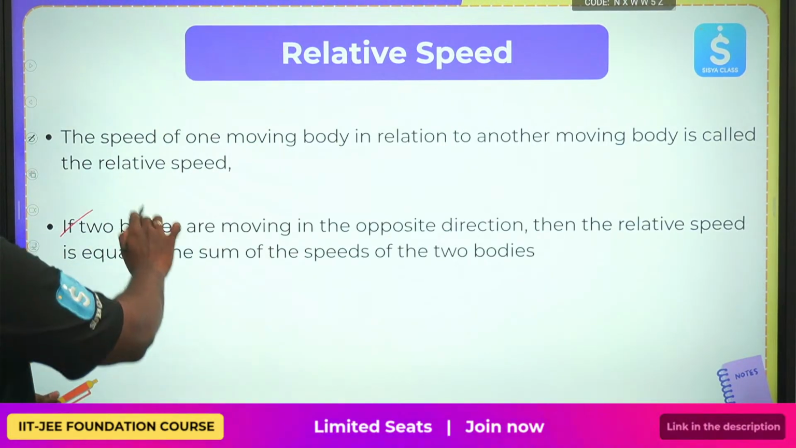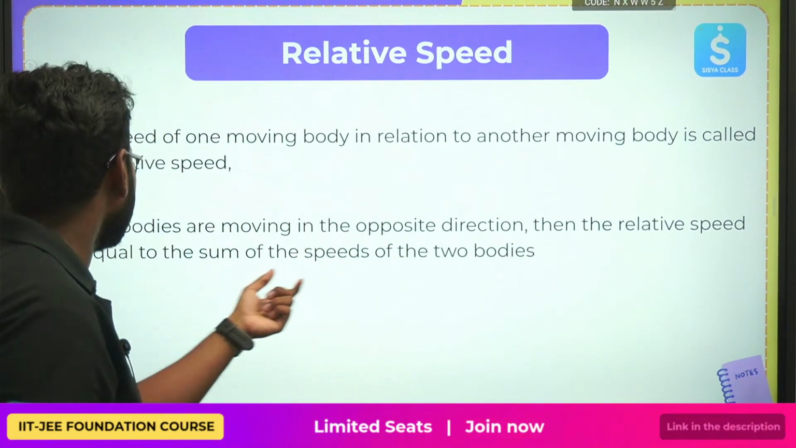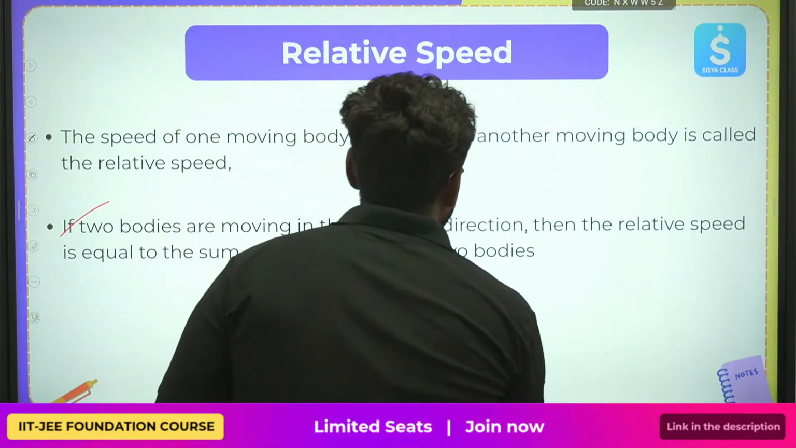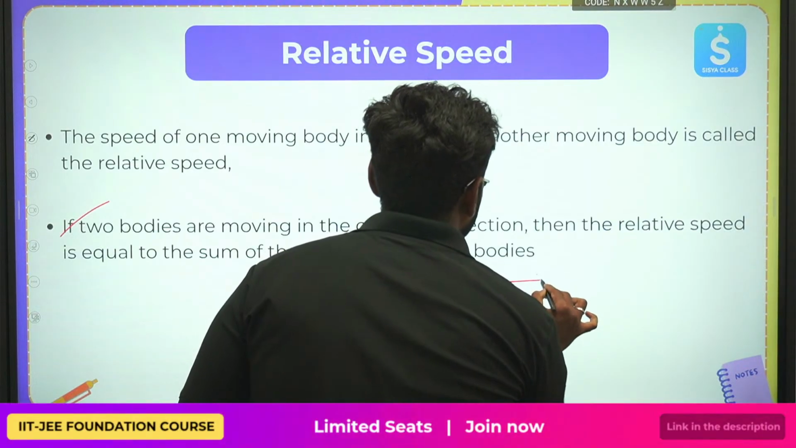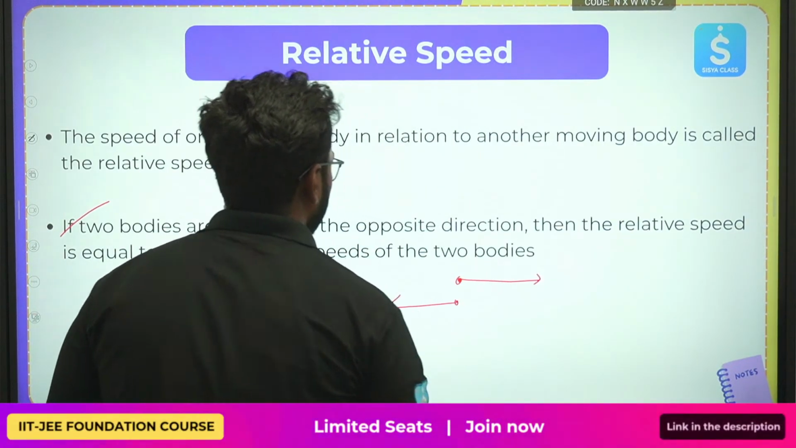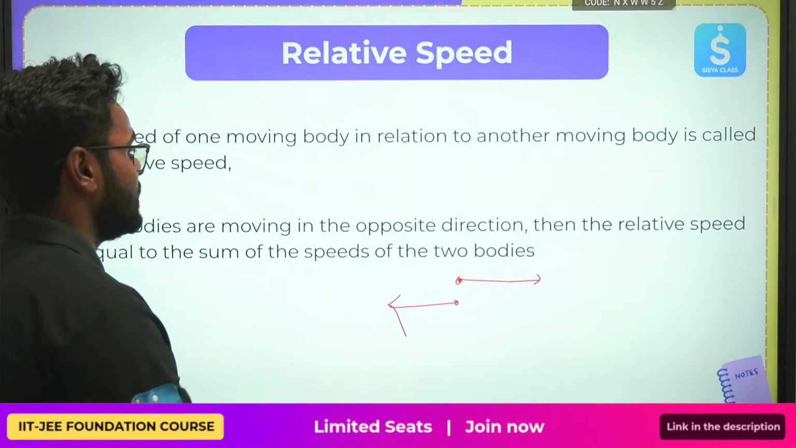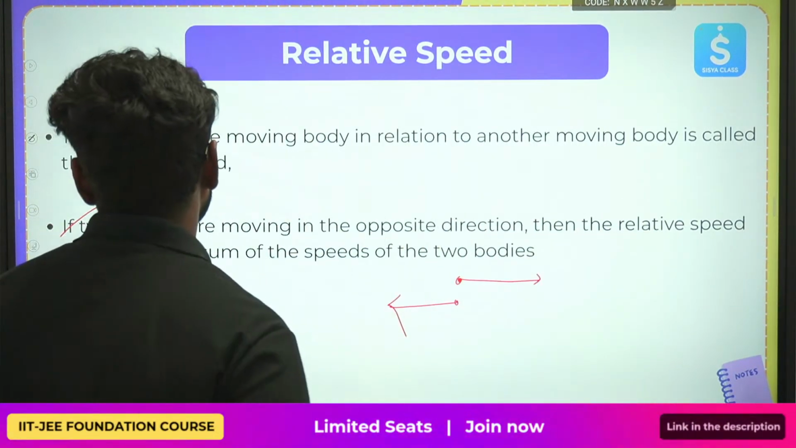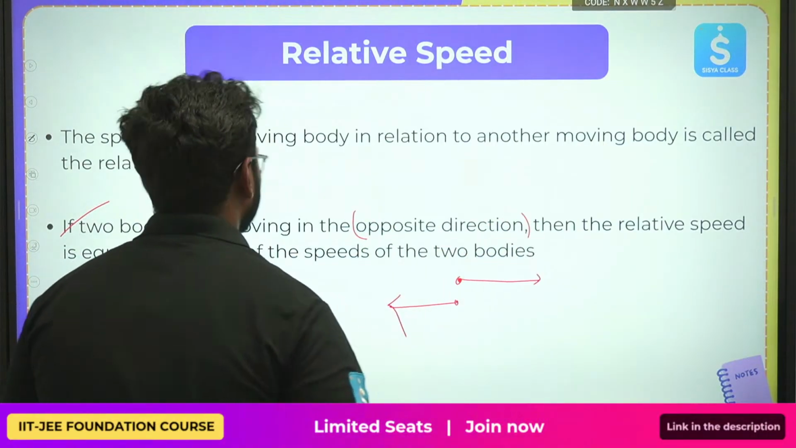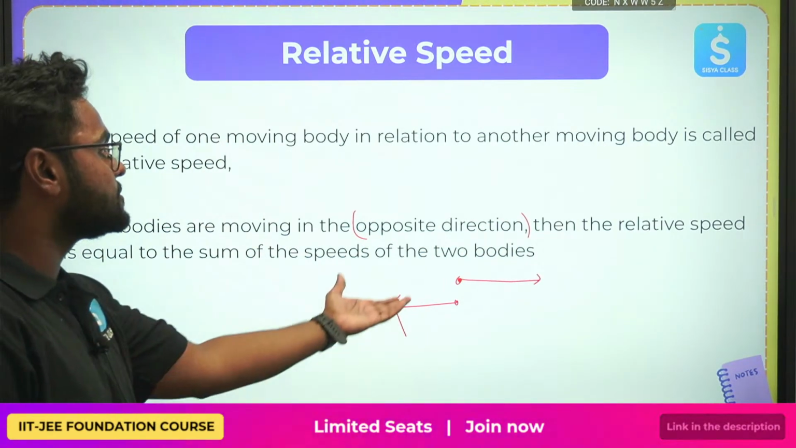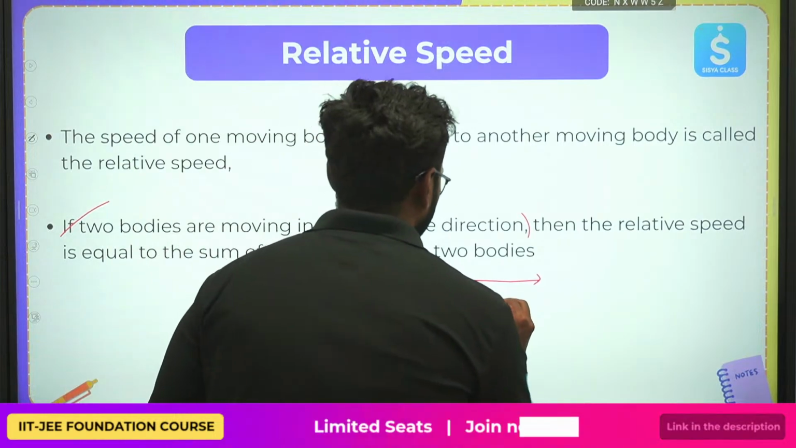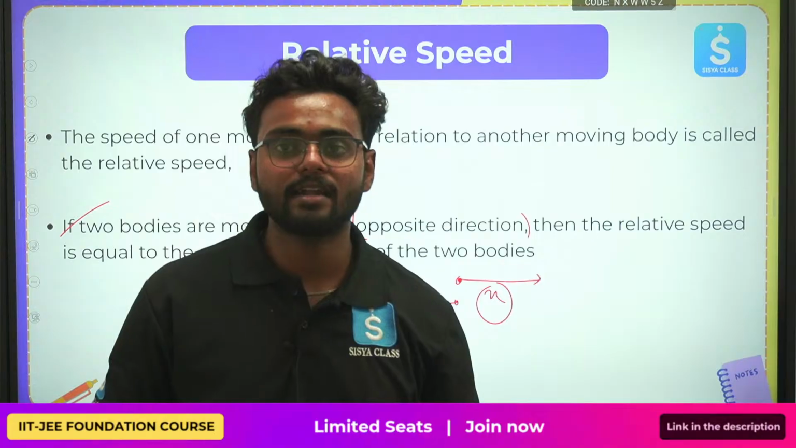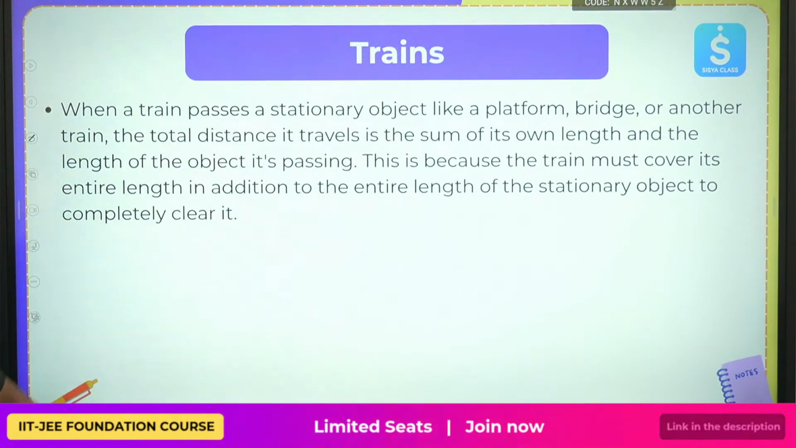Now if two bodies are moving in opposite directions, then the relative speed is equal to the sum of the speeds of the bodies. Let me tell you. You are moving in this direction, and there is one more person who is moving in this direction. For this case, where your directions are opposite, the relative speed is equal to the sum of the speeds of the two bodies. So the speed of this and the speed of this are summed, as they are in opposite directions.